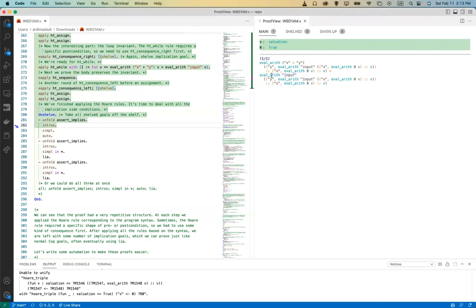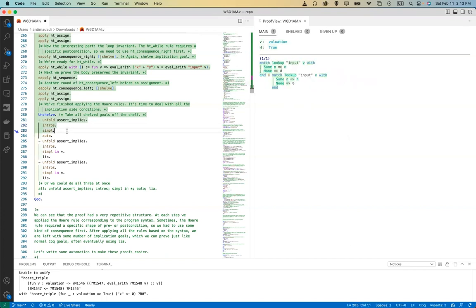This is very convoluted, very hard to read, but notice x is 0 here, and y is whatever input evaluates to in our memory. And so since 0 plus input evaluates to input, we can just simpl through this and then auto, and that will take care of this goal for us.